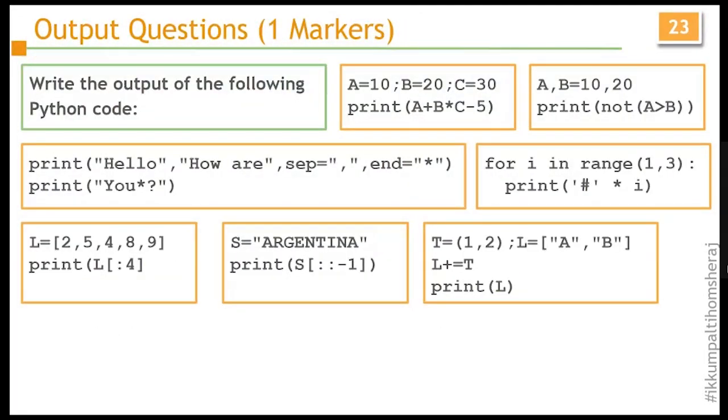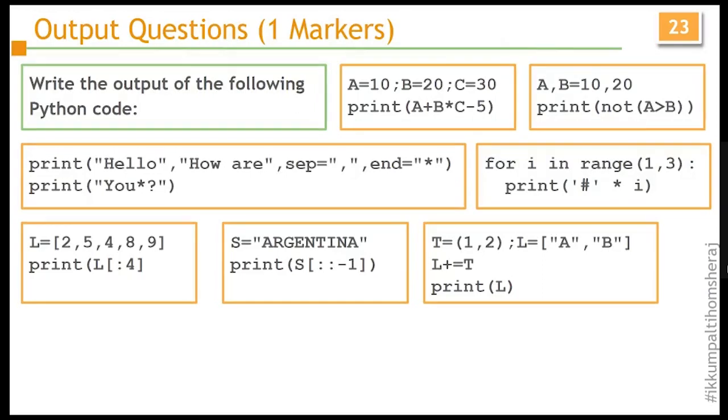Next, when we have one-marker output questions, we can give some of those also. They can be of this kind, where a lot of calculation is not there. Minor calculation is there and the result comes out, like A is equal to 10, B is equal to 20, C is equal to 30, and then we write A plus B into C minus 5, where they are simply applying the precedence of operators and then finding the result. Next one, we are simply applying the logic of Boolean, where A greater than B. If it is, then the not of that will be false or true depending on the values of A and B.